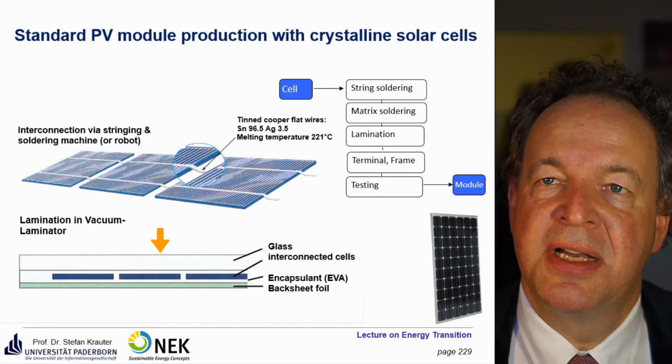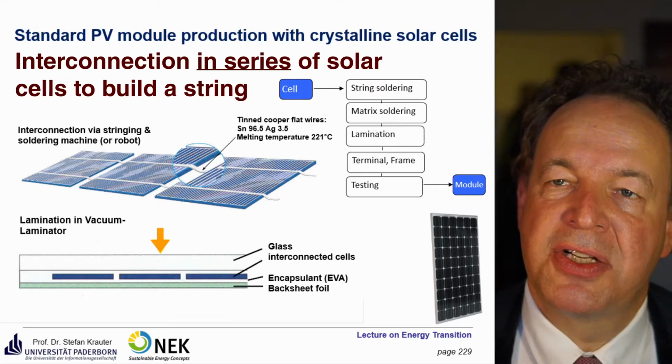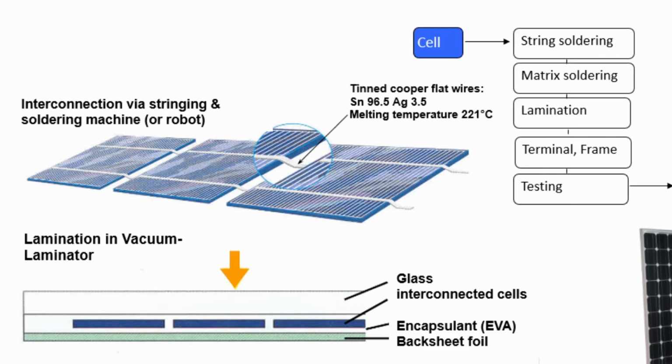So here you see the interconnection. You have here the thin copper flat wires to interconnect. You see here a cross section of the solar module. Here you have the interconnected solar cells. Then you have a backsheet foil. In between there is an encapsulant called EVA, that means ethylene vinyl acetate.